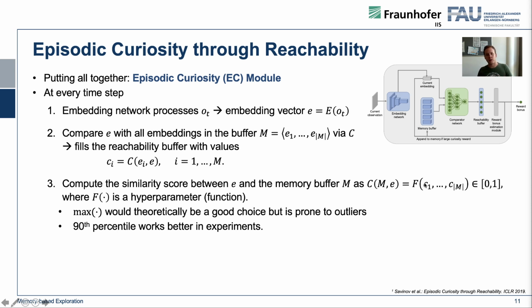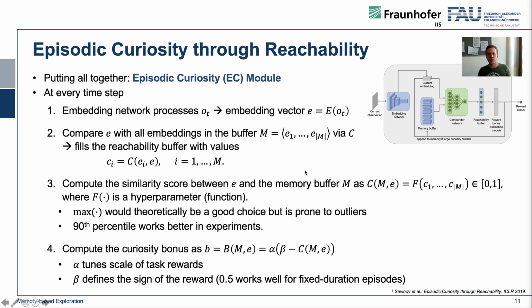And if we have this similarity score, we can then compute the curiosity bonus simply using our bonus function, and they use something like this, where we have two values, alpha and beta, where alpha is simply a hyperparameter that tunes the scale of the task rewards, and beta defines the sum of the reward. In their experiments, 0.5 works very well for fixed duration episodes. However, they make a study on that too, and you can look this up in the paper. However, it's not making any main difference for the understanding of this method.